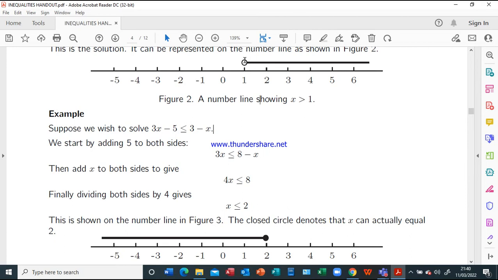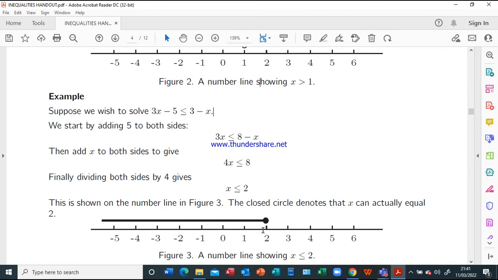Yes, so that means 1 is not part of the solution. Now with this one where you have less than or equal to, 2 is part of the solution. Do you see that? Where 2 is part of the solution, the circle is shaded, it's all bold, it's all black. So that means 2 is part of the solution. If you are to list the solution set, you'll have 2, 1, 0, -1, -2, and so on in that direction. So that is our actual solution. The closed circle denotes that x can actually be equal to 2. It means the solution begins with x equal to 2.